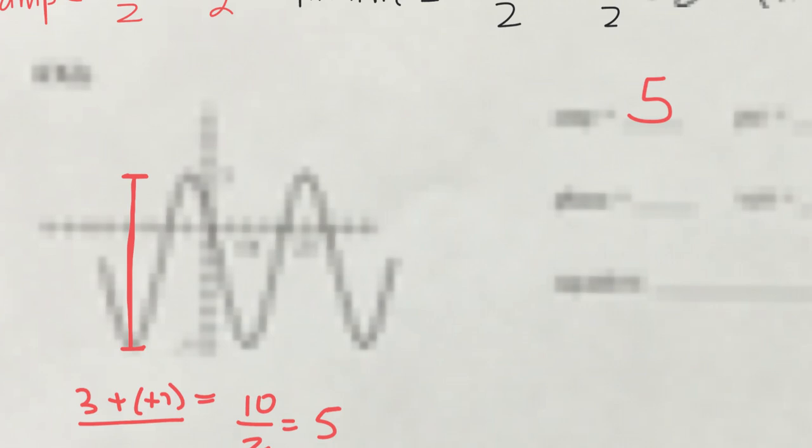Okay, so the total displacement is 10 units from negative 7 to positive 3. Right, that's 10 units. And then divide that by 2, and that gives us an amplitude of 5. Which means that the midline is 5 units down from a max. The midline is going to be in here.